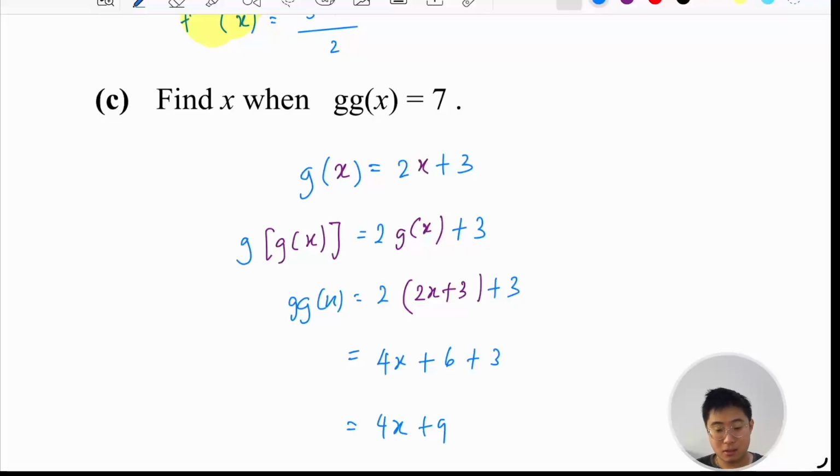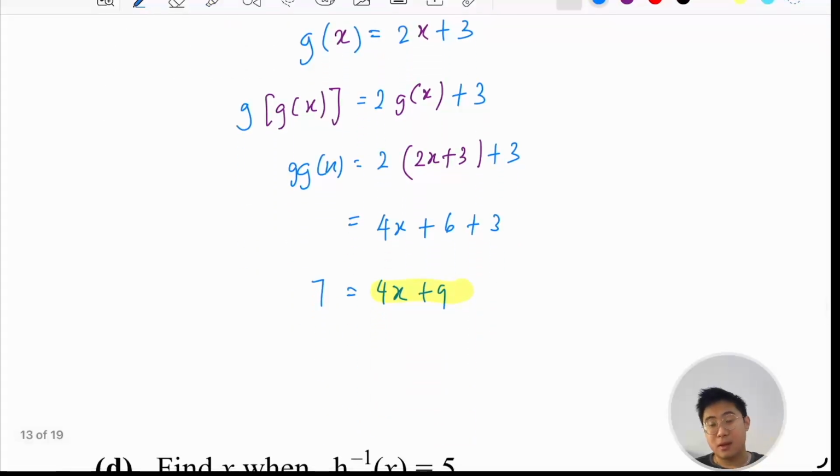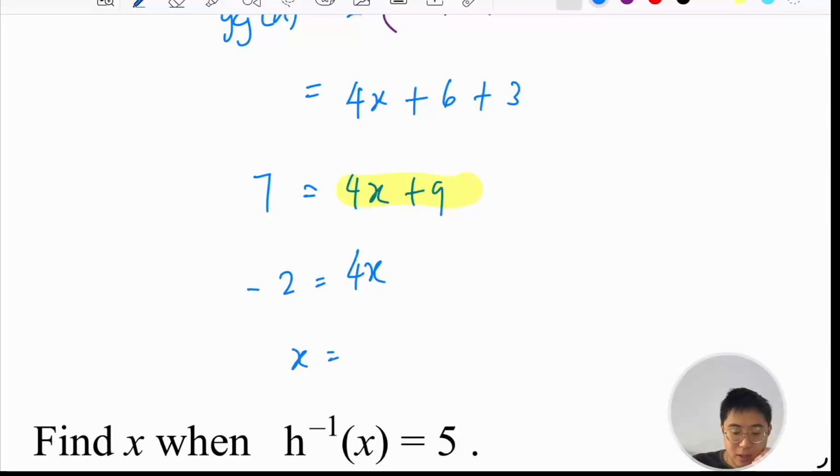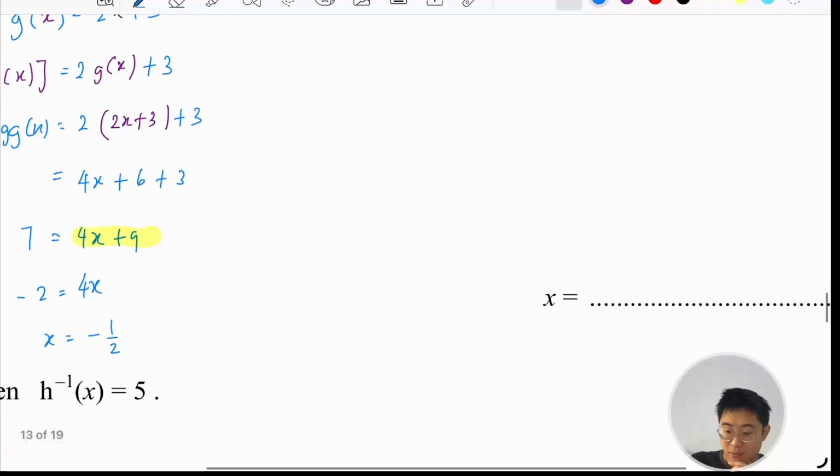That is g(g(x)). But we don't stop there. Make sure you read the question. It says they want g(g(x)), which is what we already have, equals to 7. So they want this thing, and we want it equals 7. And you can see that we can continue, and eventually we'll get our x. Everything magically just pops out. So 4x equals negative 2. That means x equals negative half.